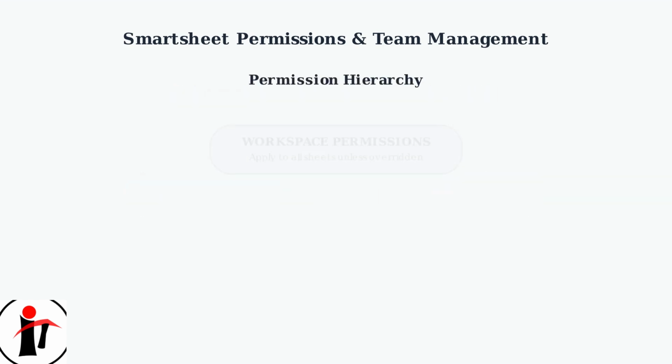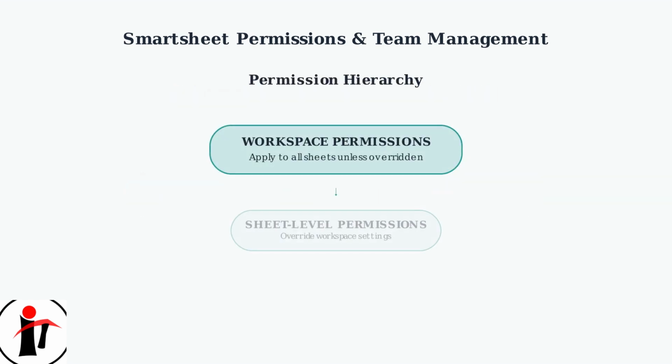Understanding the difference between workspace and sheet-level permissions is crucial. Workspace permissions cascade down to all contained sheets unless specifically overridden at the individual sheet level.